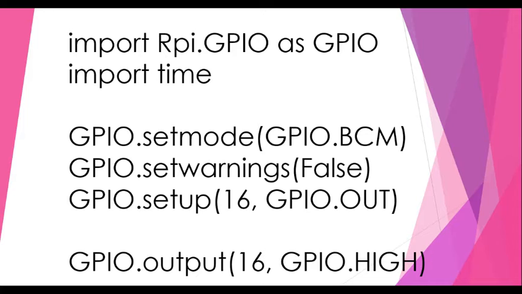So, here is the code for the LED light and the potentiometer. First, we just initialize the GPIO pin that is going to be used for the connection. Then, GPIO.output 16 GPIO.high will make the LED light turn on, and since both potentiometer and LED light is connected to the same GPIO pin, this will enable the potentiometer to control the brightness of the LED light.